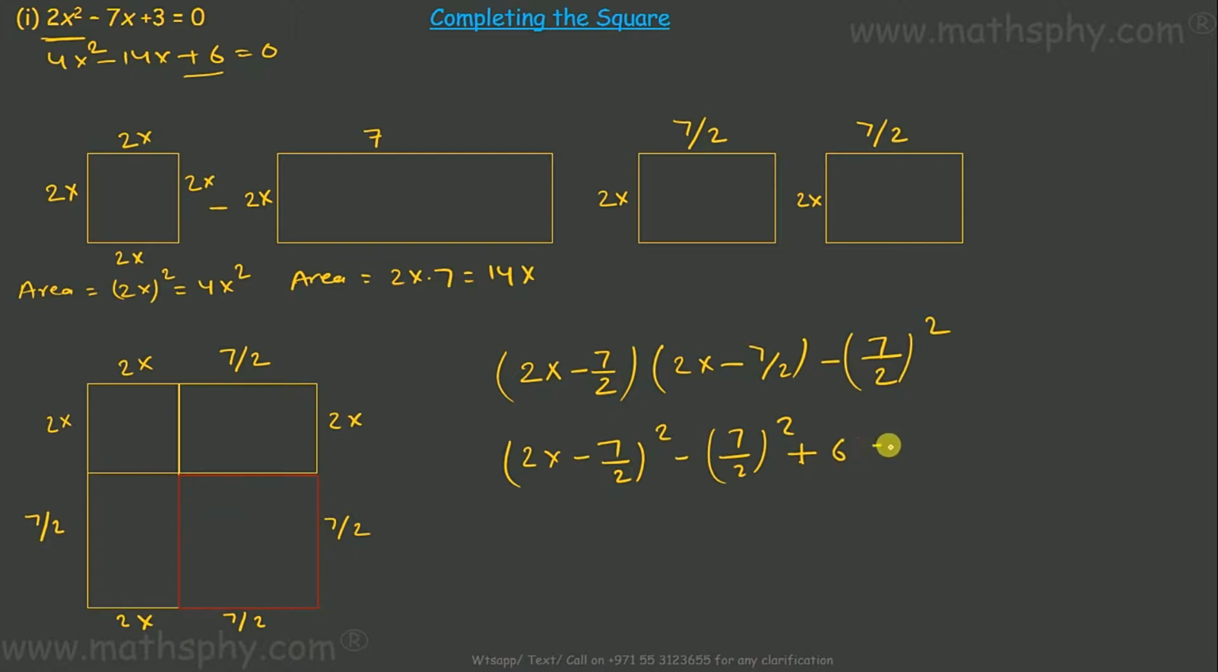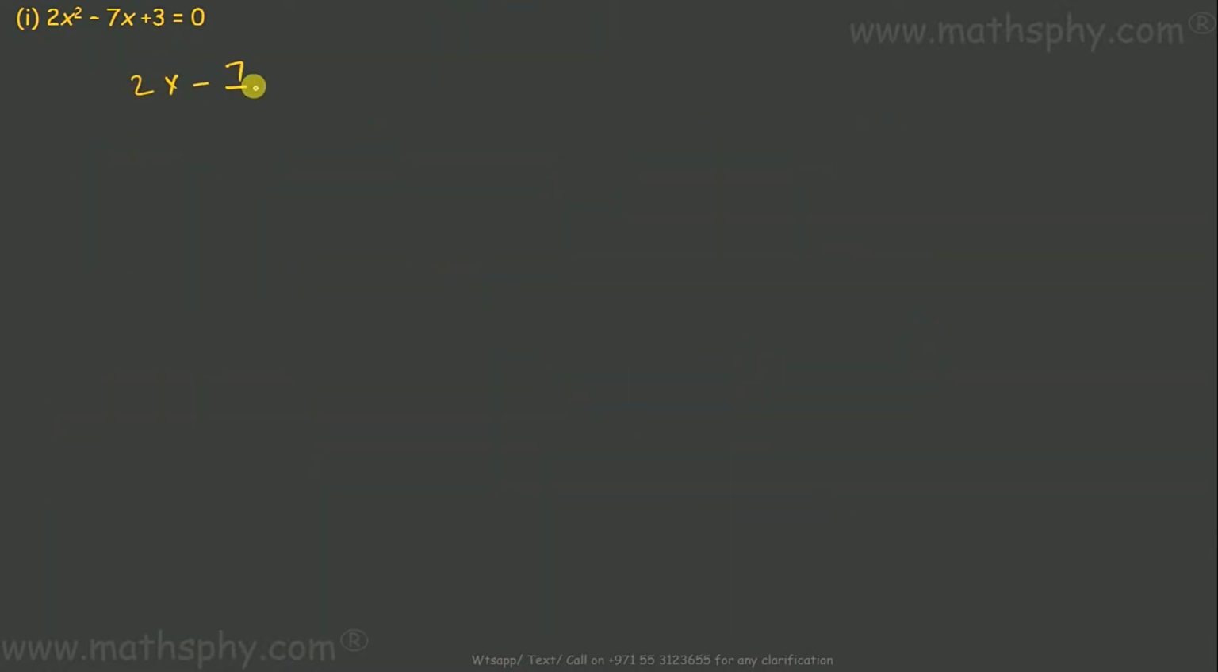Let's put it back into action. This is my new equation here. Now, if you solve this equation and get the values of x, those values would be the roots for this quadratic equation. Let's solve this equation first. Get the roots. (2x - 7)/2 whole square minus (7/2) whole square plus 6 equals to 0.